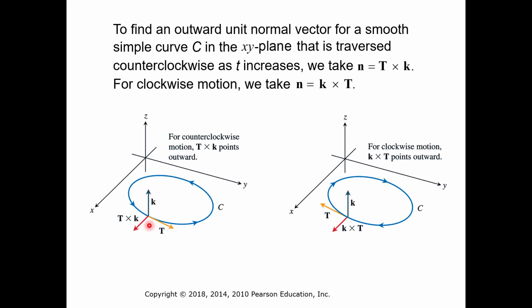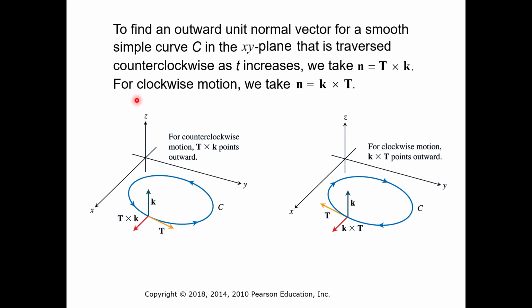And so if you cross those two, notice T right here, this is the counterclockwise rotation or orientation. T is tangent to our curve at that point, and it's pointing in the direction of travel. k is perpendicular to it, pointing in the vertical direction, and then the cross product of those two is what n would be, and it's this outward unit normal vector.